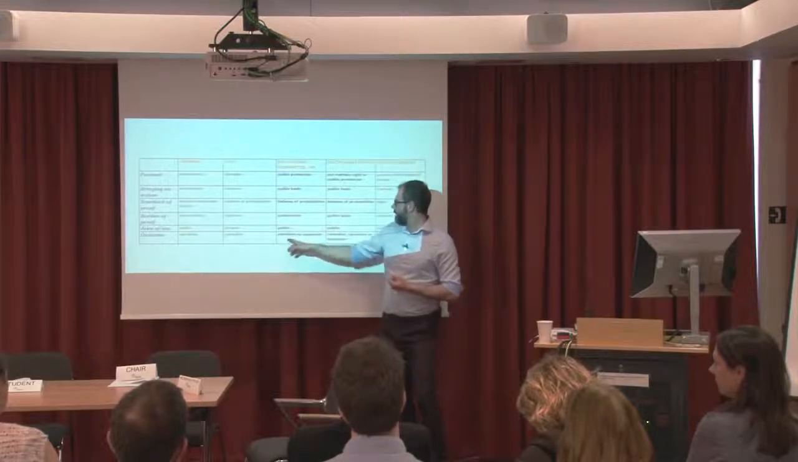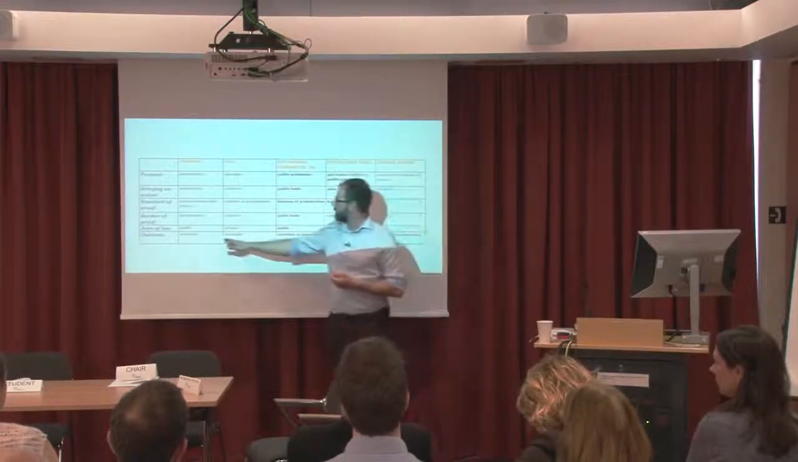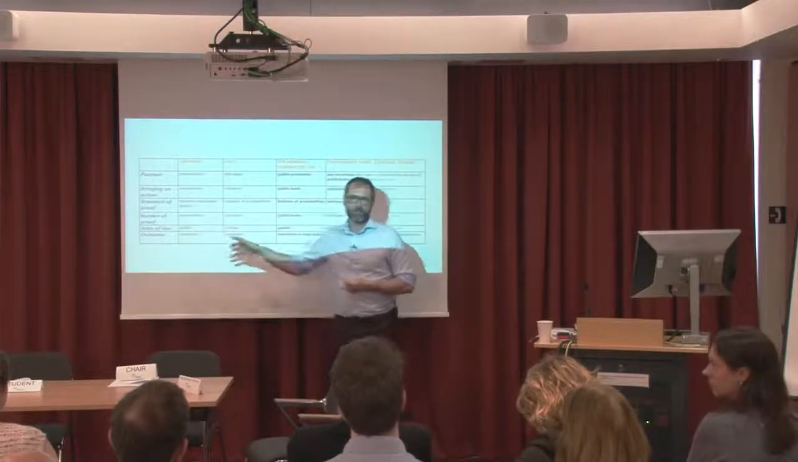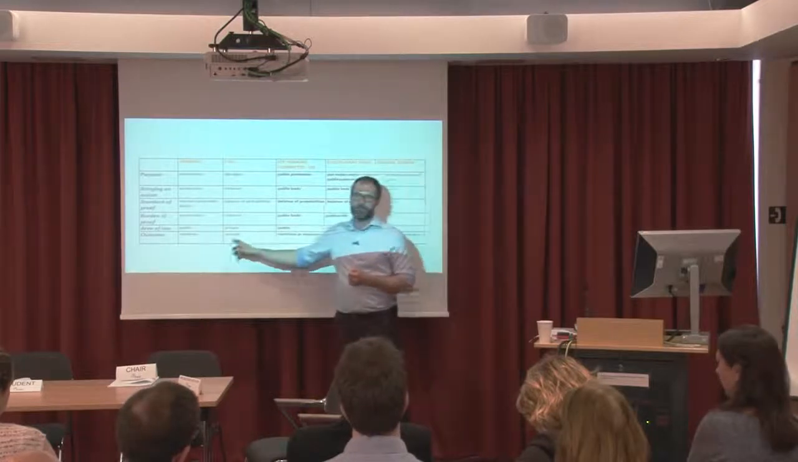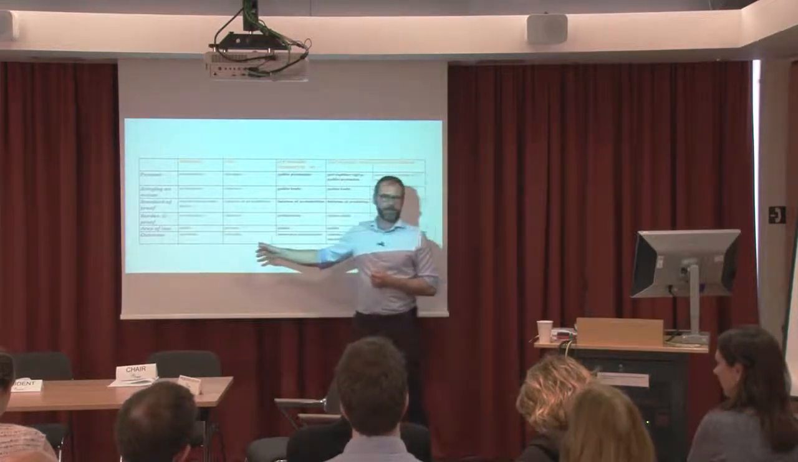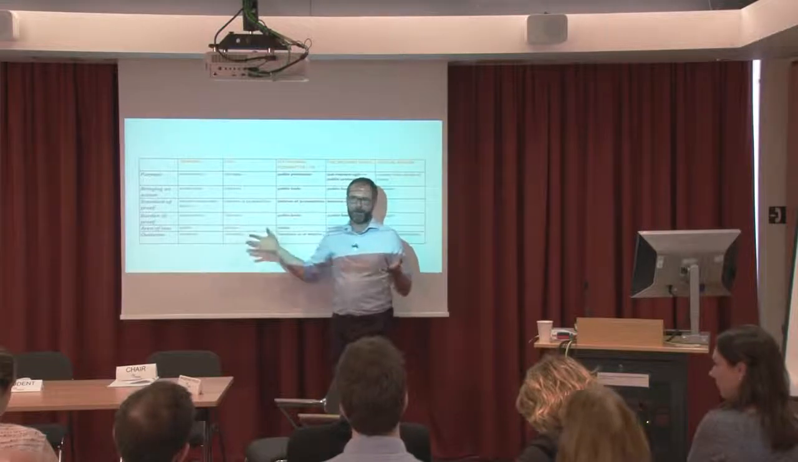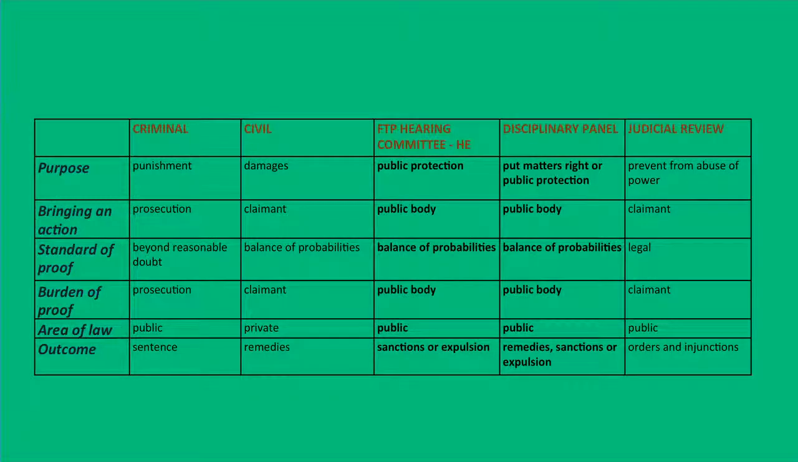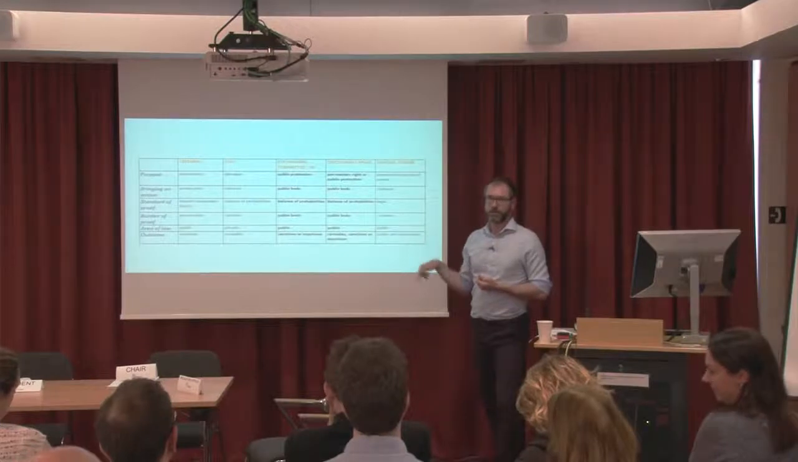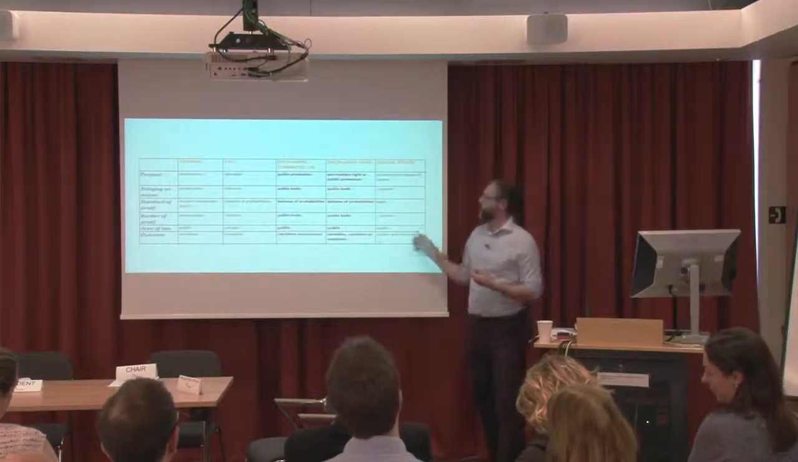Area of law, public, and then the outcomes, okay? Sentence for criminal. We are not sentencing students. We are not penalizing them, okay? That's not what we do. Not remedies. We don't give remedies to people who were affected by their actions, okay? You will never have an outcome like that in fitness to practice. You will have sanctions, warnings, expulsion, yeah, that kind of choice. And for judicial review, they will just tell their university to go back and do it again. Change the procedure and do it again. They will not tell them that the presenting officer was rubbish and they need to go to jail.